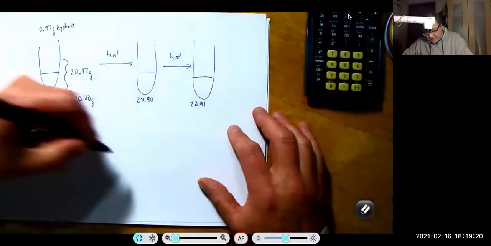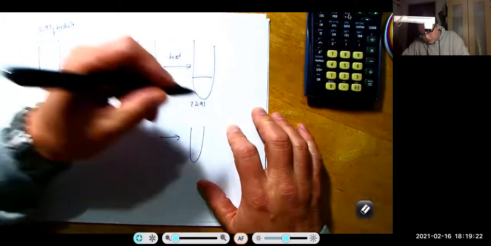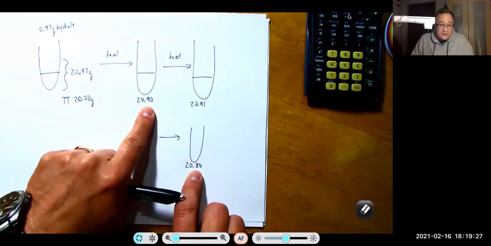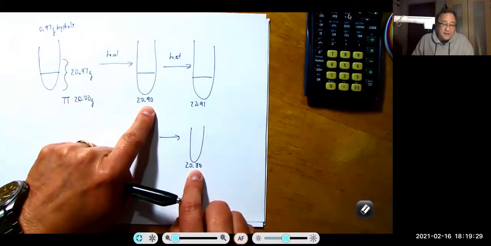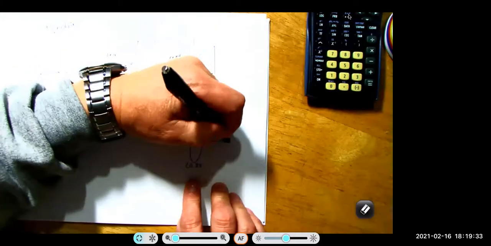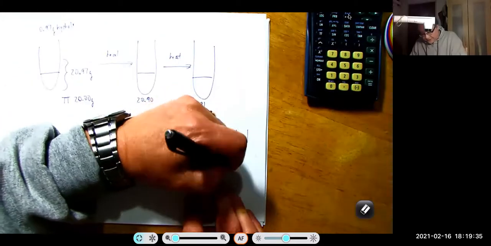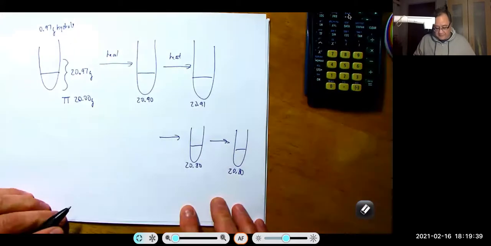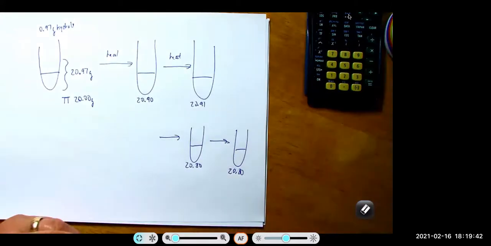On the other hand, if you heated it again and you got 20.80, when that number changes, I'd say, okay, that's significant. Maybe I need to heat it a little more. And then if you do this and get 20.80, then you're done. Does that make any sense? No, I get it. That makes sense.